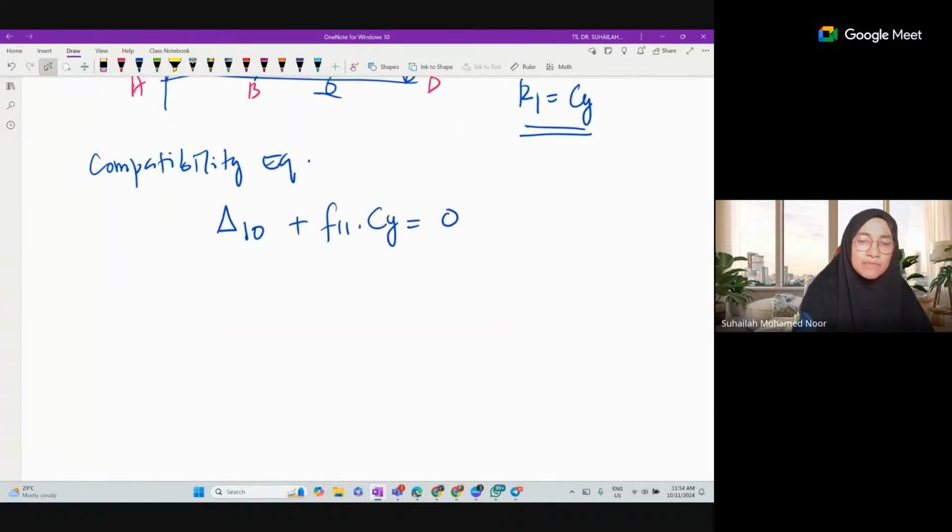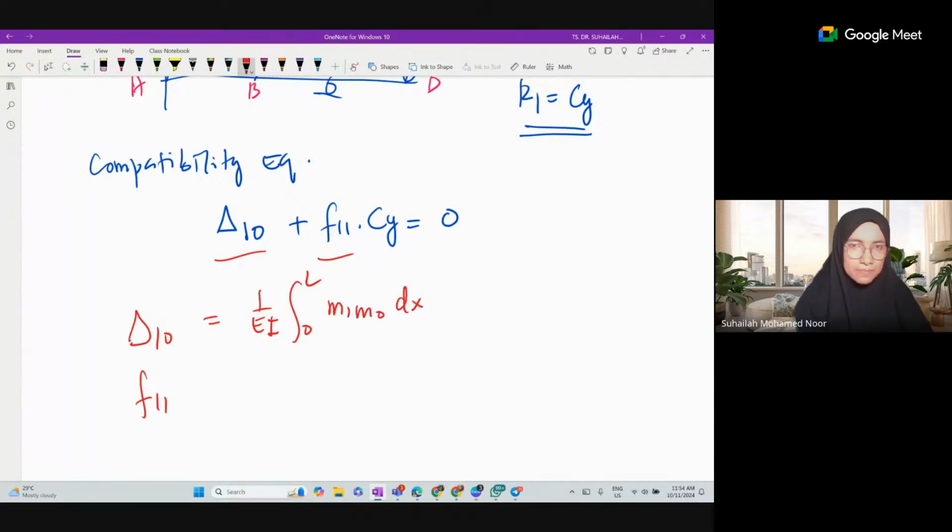So inside this, we have two displacements. One is delta 1 naught, another one is F11. What is delta 1 naught? It is 1 over EI integral from 0 to L of M1 M naught dx. Look at the symbol used. And what is F11? From 0 to L, this is M1 squared dx. So this is the formula to calculate displacement.